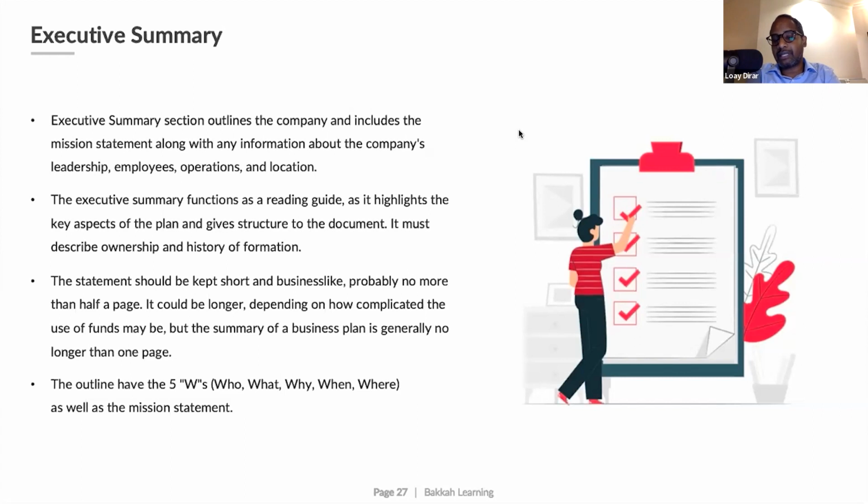So you must give a summary of your business idea and business plan, and it's going to be part of the executive summary section in your business plan. The outline must have the 5 W's. You must highlight who we are and what we're going to develop, why we're going to develop it, when we're going to develop it, and where we're going to develop it, as well as the mission statement. So this is a very quick high-level view of the executive summary.